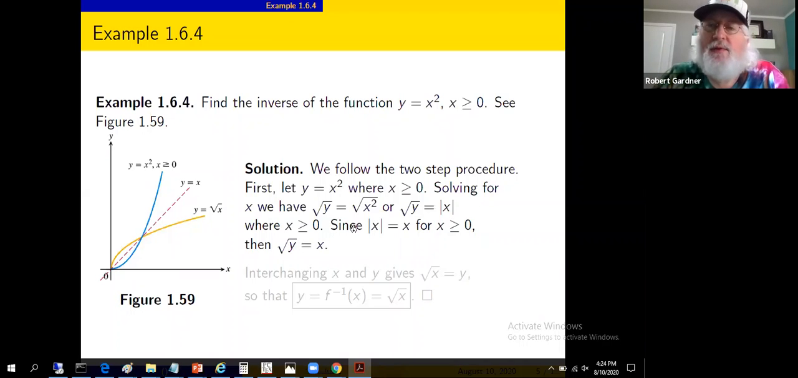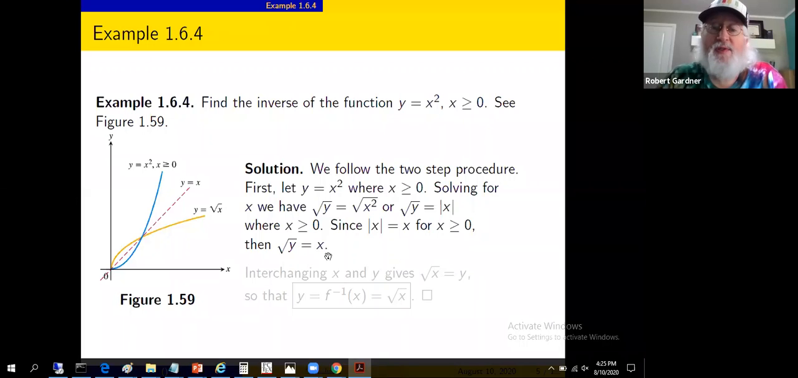X is greater than or equal to 0. That was part of the definition of the function. Since x is greater than or equal to 0, the absolute value of x and x are the same thing. So we can drop the absolute values because we know x is non-negative. If x was negative, we couldn't do this and some other stuff would happen. So with all the information we're given, we get the relationship square root of y equals x itself.